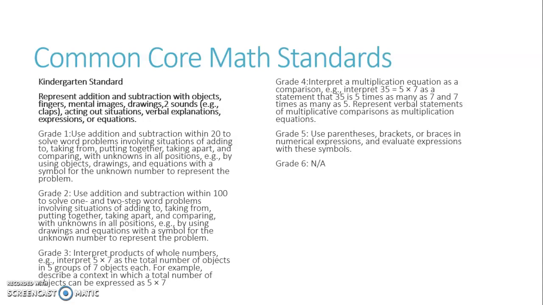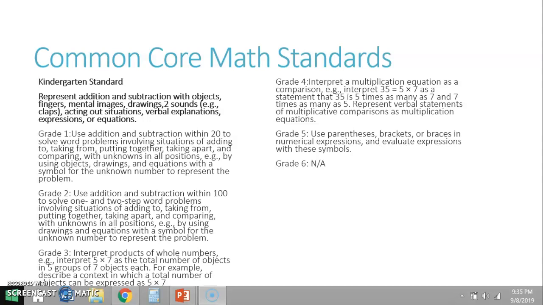Not only are they using objects to represent addition and subtraction, now they are using addition and subtraction within 20 to actually solve word problems. In grade 2, they start to do the same, but within the number 100. And then grade 3, they start to interpret products of whole numbers. And in grade 4, they interpret a multiplication equation as a comparison. And then finally in grade 5, they start to incorporate parentheses and brackets or braces, and numerical expressions, and evaluate those expressions within these symbols.